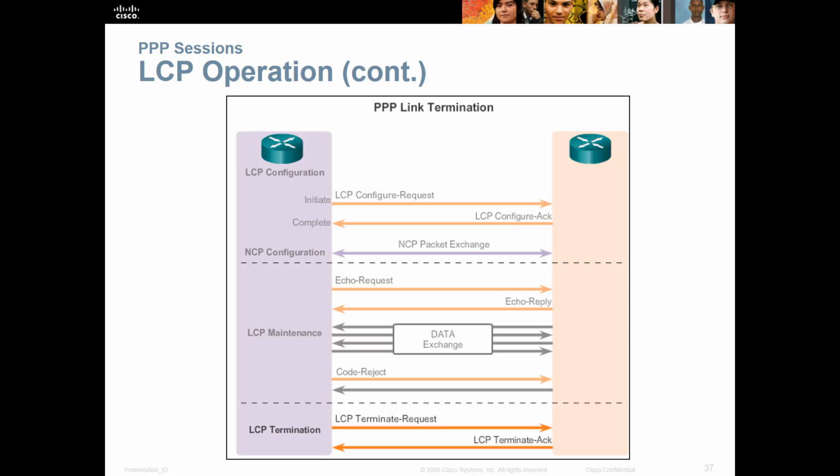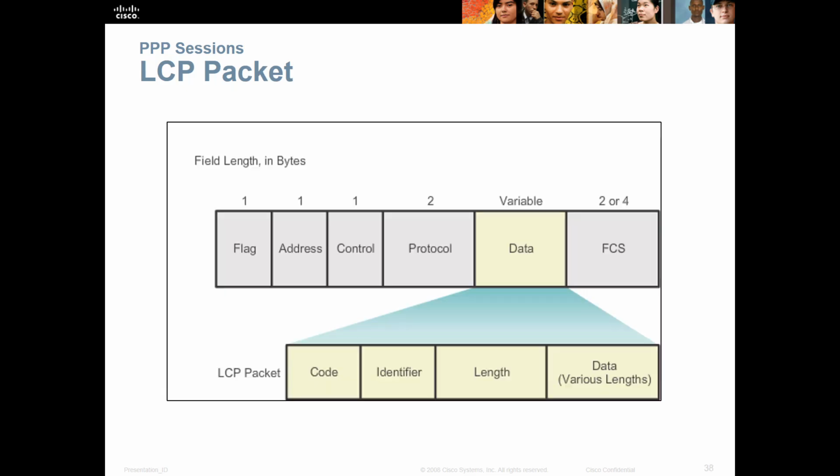Here we have the termination process. We have the initial configuration, the data exchange, and then we end with a termination request and a terminate acknowledgement. When we're looking at the LCP packet, underneath the data, we'll have an LCP subpacket: code, identifier, length, and the variable data.